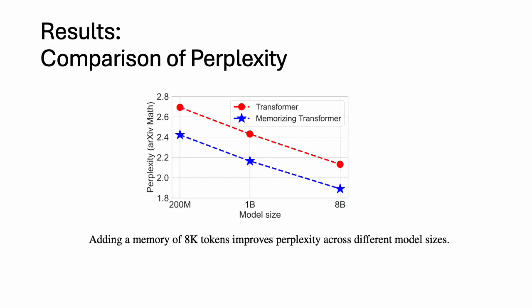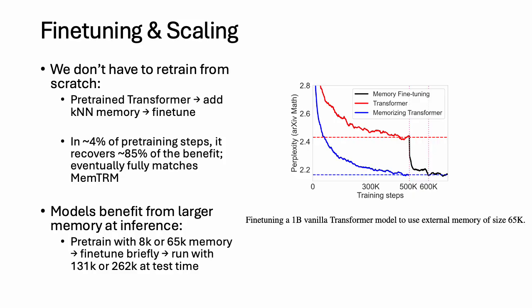So here are the results of a comparison of perplexity between regular transformers and memorizing transformers. As we can see, the perplexity does decrease with model size as expected. However, when we're using memorizing transformers, the perplexity is also much less, and this is using a memory of 8K tokens. When training our memorizing transformer, we don't have to train from scratch. What we can do is take a pre-trained LLM and just add the kNN memory and then fine-tune that. Or we can just train a memorizing transformer that has a smaller memory, and during inference, we can increase memory size, and both of these methods do work.